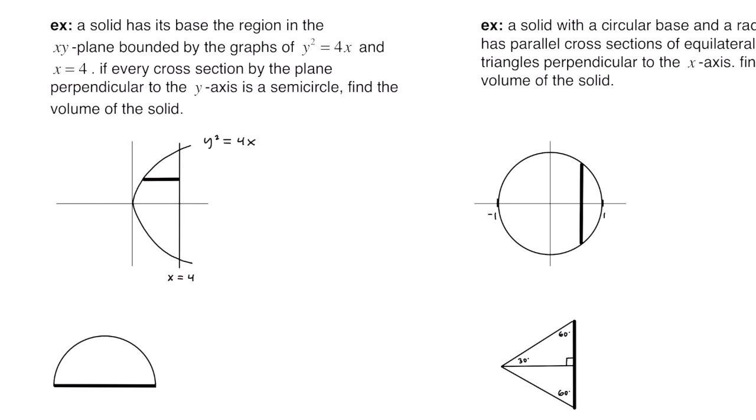If we take 4 and plug it in right here for x, then we get y squared equals 16, and that means that y is equal to plus or minus 4, and that's going to be the y-coordinates of the points of intersection of the two curves.